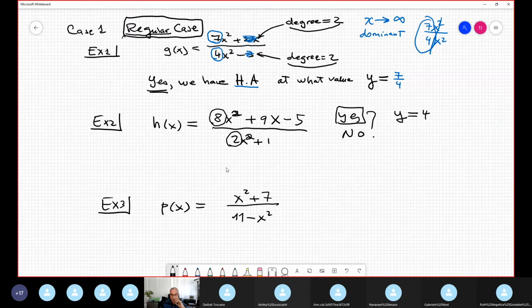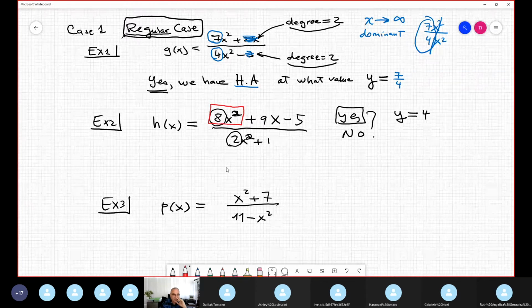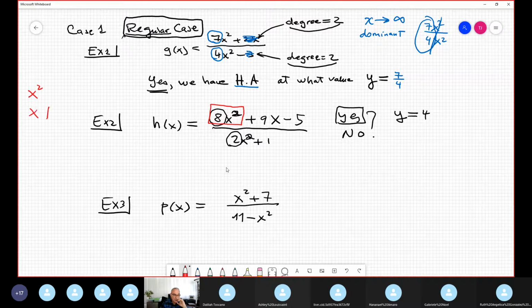So, same degree. Yes, we have it. Now you take the dominant term, where the dominant is the term that increases faster. It is obvious that the function x squared and the function x both increase, but this one increases faster. This is the idea of why this is dominant. Okay?